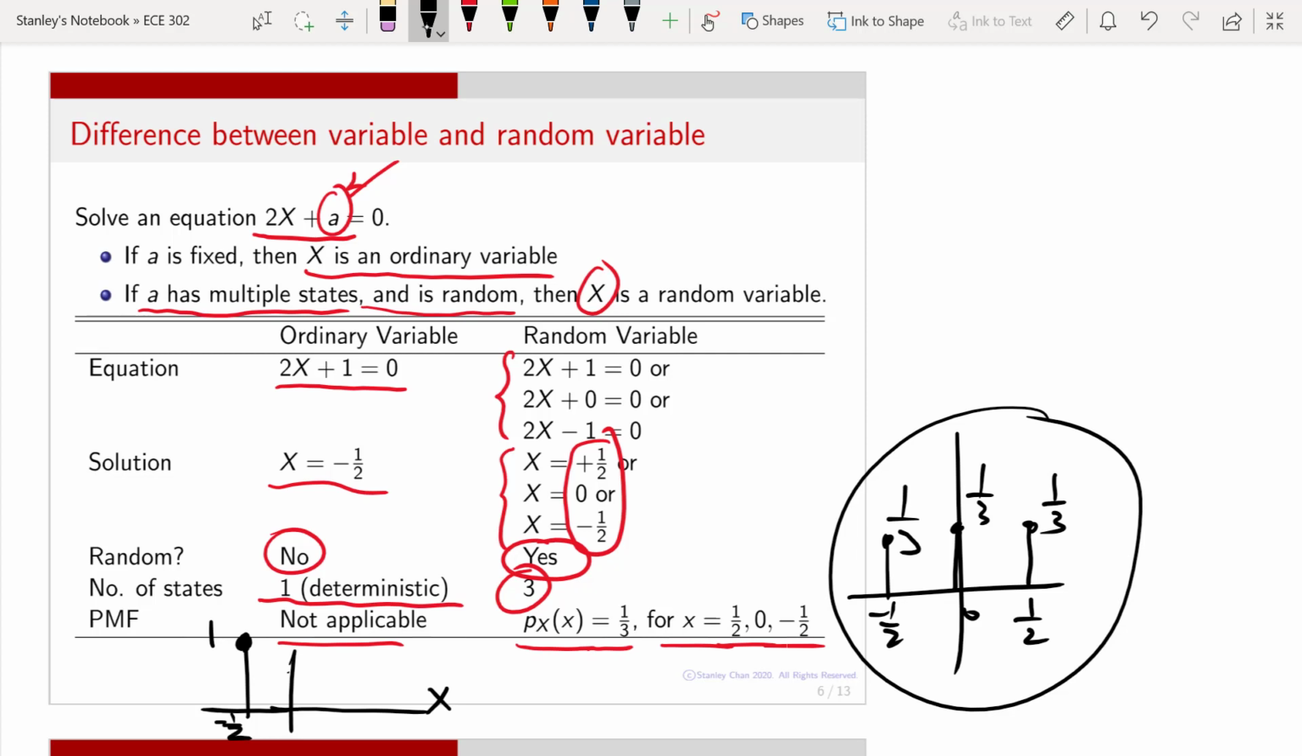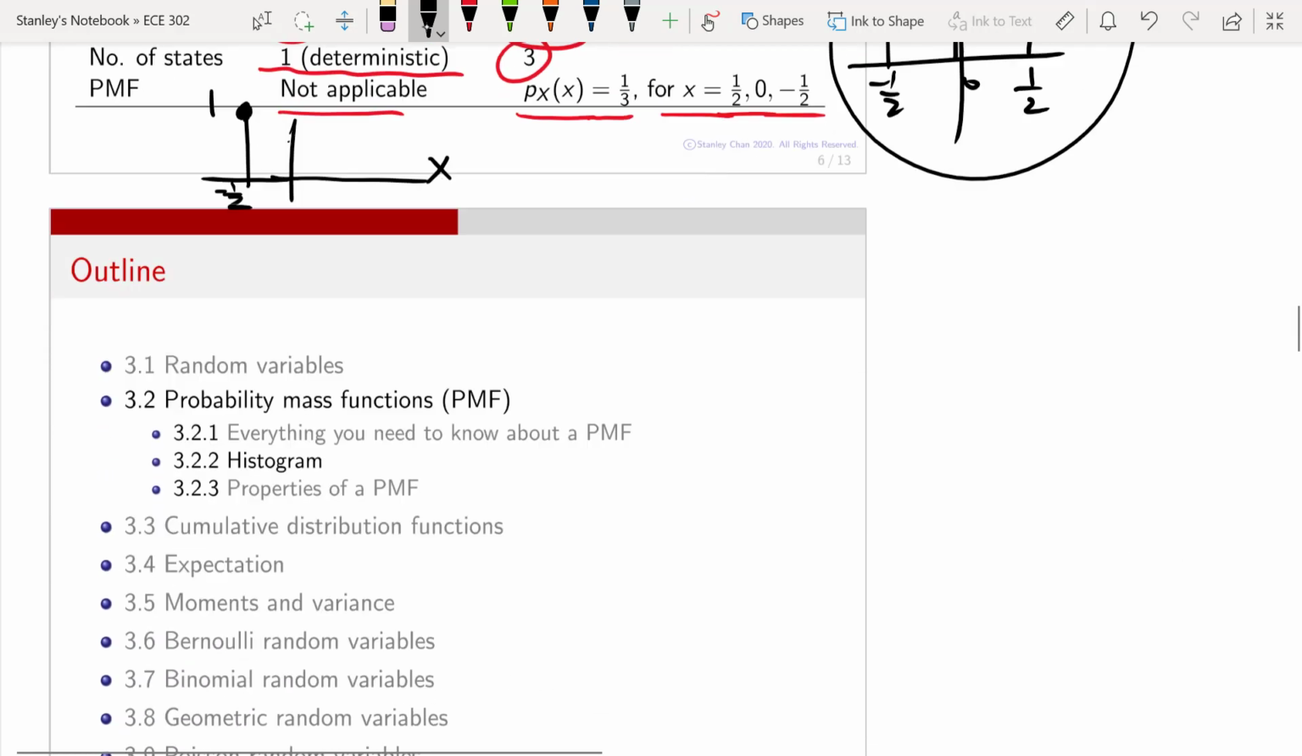Now, certainly, you need to remember that a random variable is a function. That's also true. A random variable is a mapping that maps from an event to a number. That's still true. But I guess this will be an even easier diagram for you to remember, to contrast between a variable and a random variable.